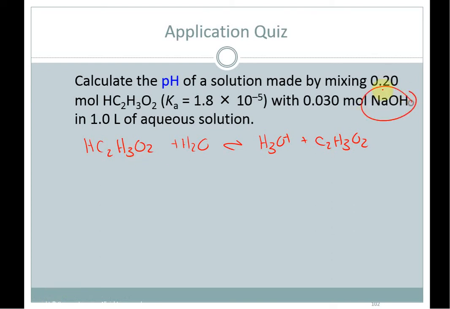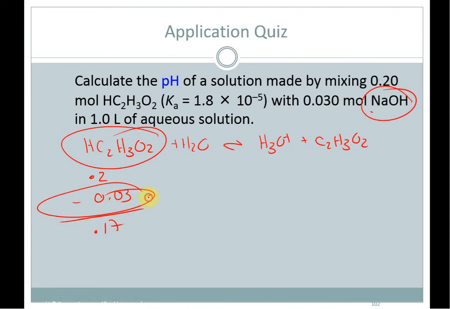And you're going to have this base and this acid react. You have 0.2 moles of this. You add in 0.03 moles of a strong base, it's going to react to essentially give you a starting amount of 0.17. You also know that if this much reacts here, it's going to form some of your conjugate. And that is really hard for students to see sometimes.